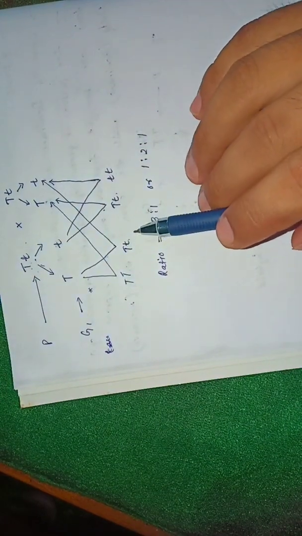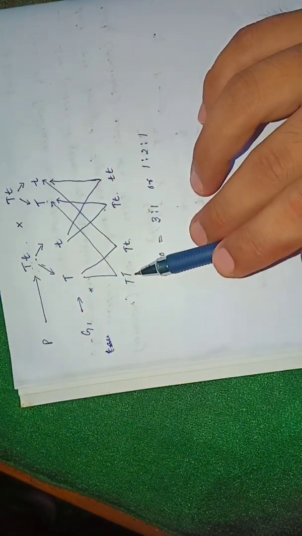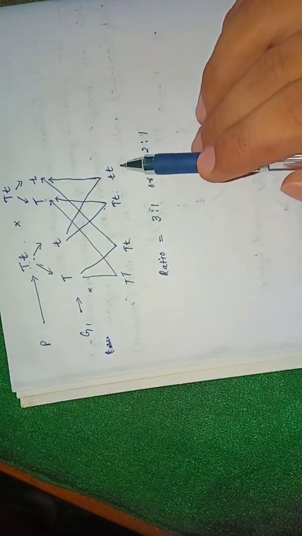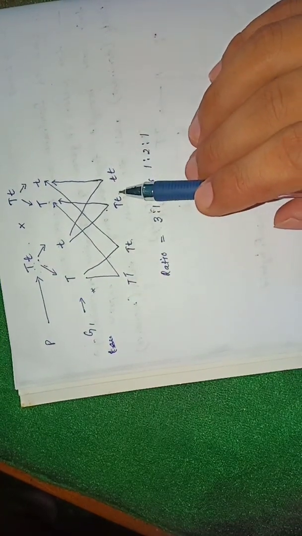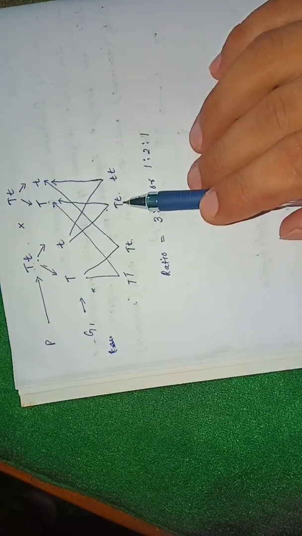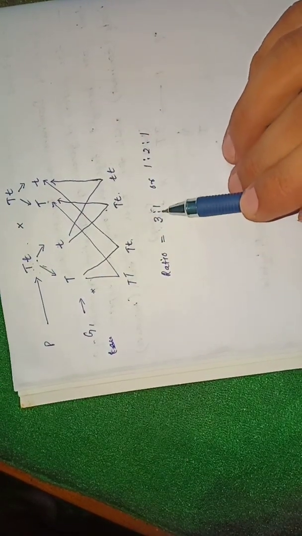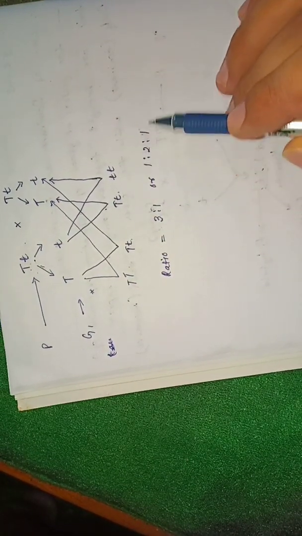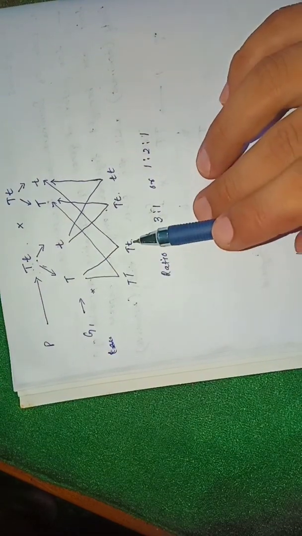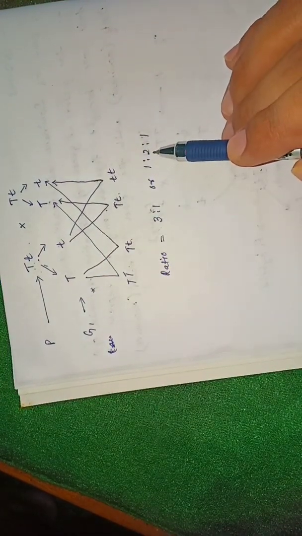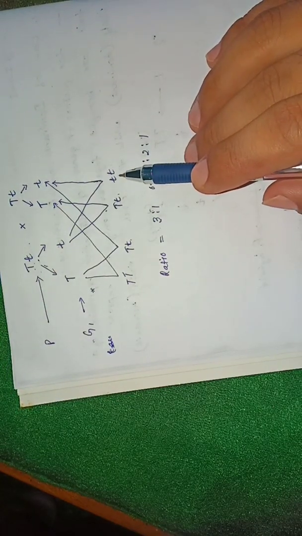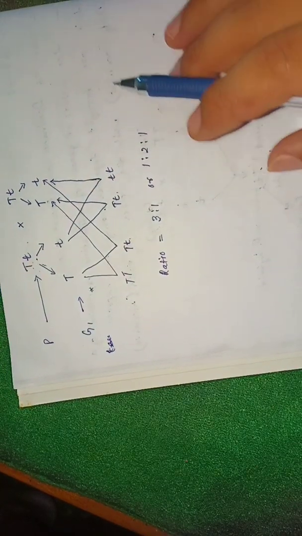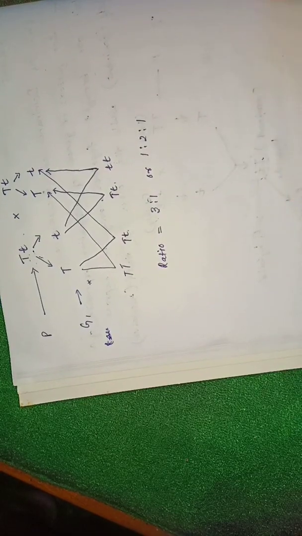So this F2 generation shows 3 tall pea plants and 1 dwarf pea plant. The ratio of these individuals is expressed in the form of 3:1 or 1:2:1. 1 is for homozygous tall, 2 is for heterozygous tall, and 1 is for homozygous dwarf. So this is about the second law, that is the law of segregation.